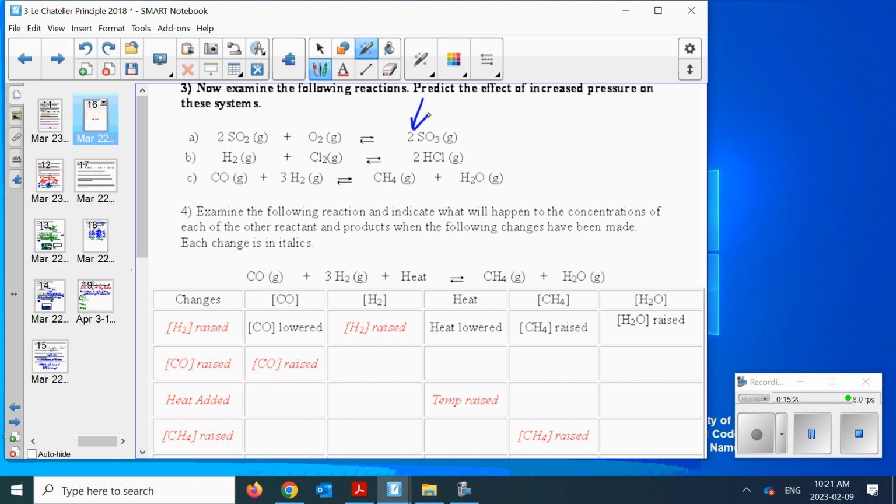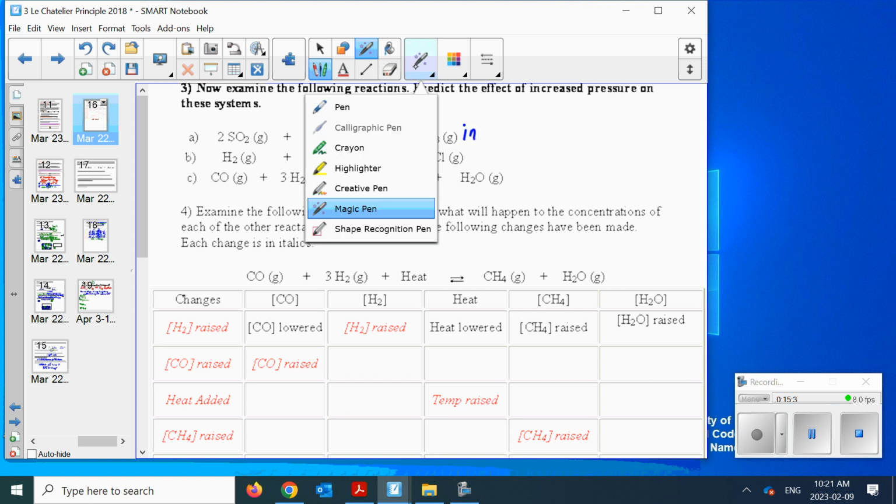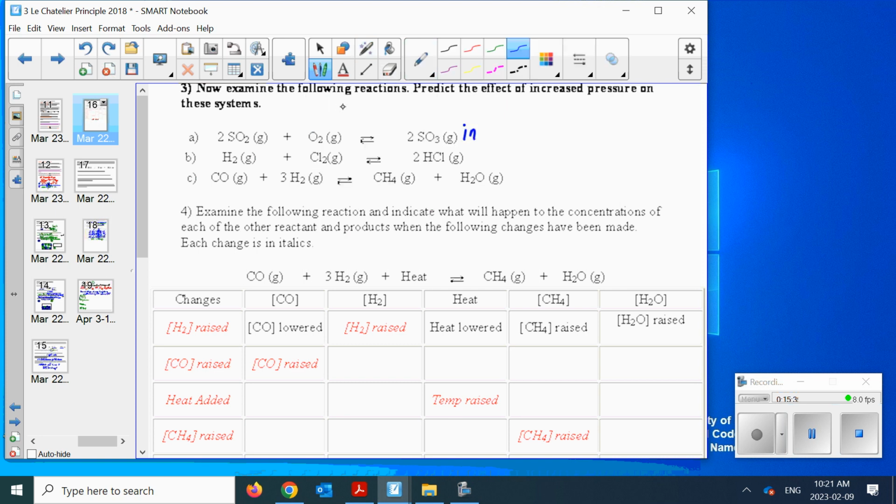predict the effect of increased pressure on these systems. Increased pressure shifts to the right. I'll just put I and C. Oh, this is, I got to read it. Increased pressure shifts to product. Shifts. Great. The right. Product. How about the next one?